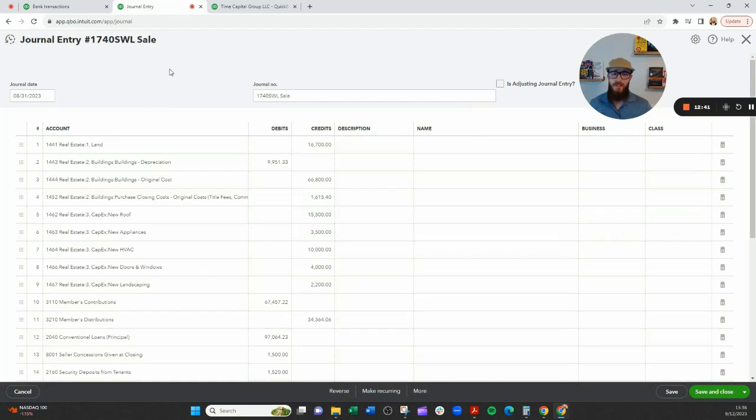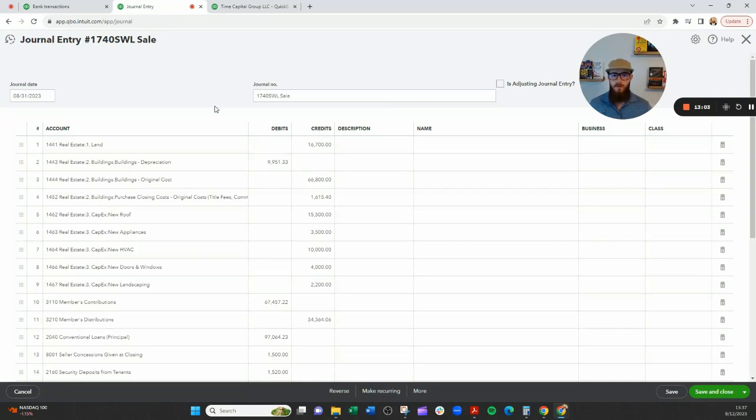Okay, so I guess starting from the top for the journal entry, don't let me get ahead. Journal date, that's going to be the disbursement date on the HUD statement, all right? If it just has a settlement date, then put the settlement date. Nice searchable journal entry, so property address, sell. You're not going to check adjusting journal entry because this is physical cash going out or coming into the business.